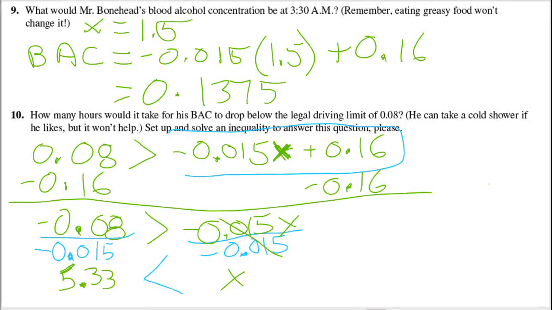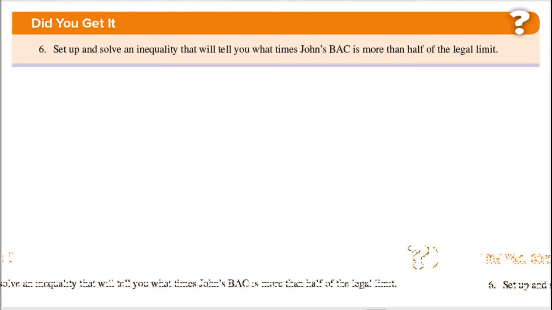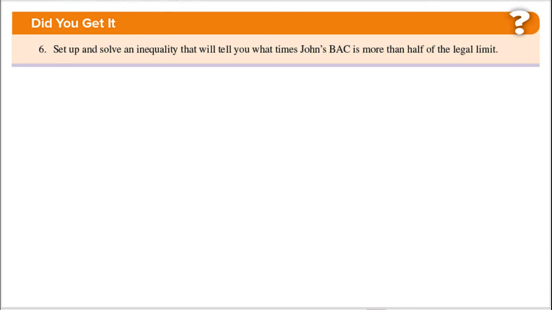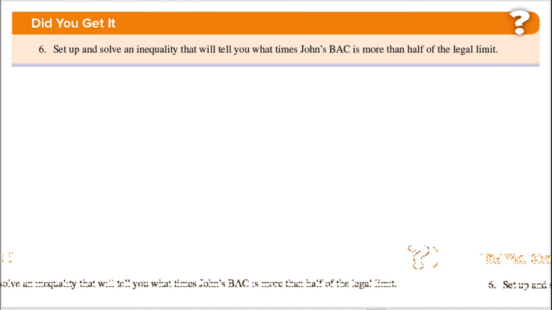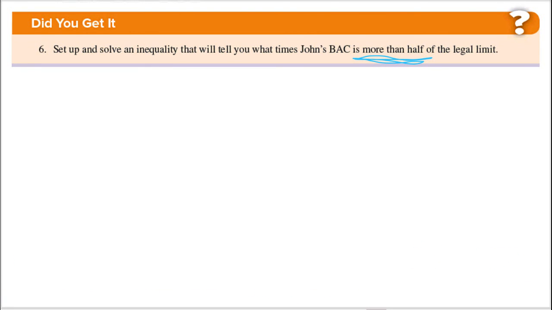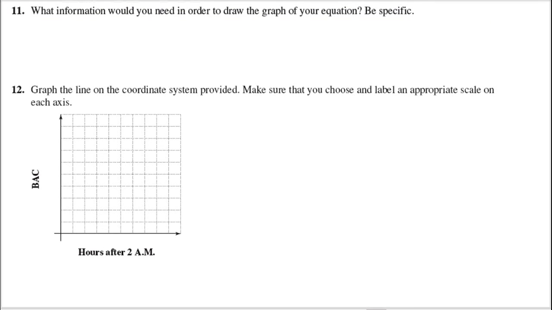Okay. Looks like we've got a "Did you get it?" Set up and solve an inequality that will tell you what time John's blood alcohol concentration is more than half the legal limit. Kind of interesting. That's an interesting one. I'm surprised they asked it that way because they wanted to be more than half the legal limit. So check your answer on that. If you don't get it, let me know. We can have some discussions about that.